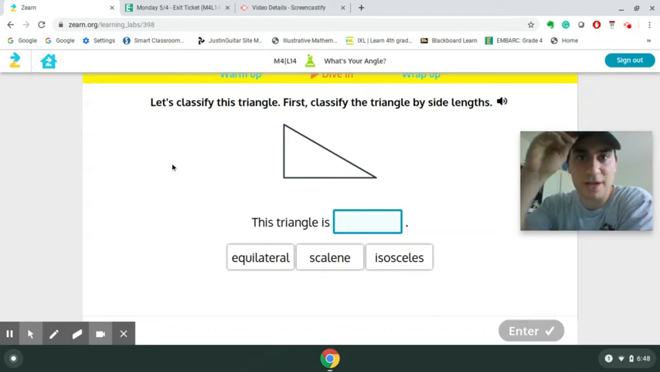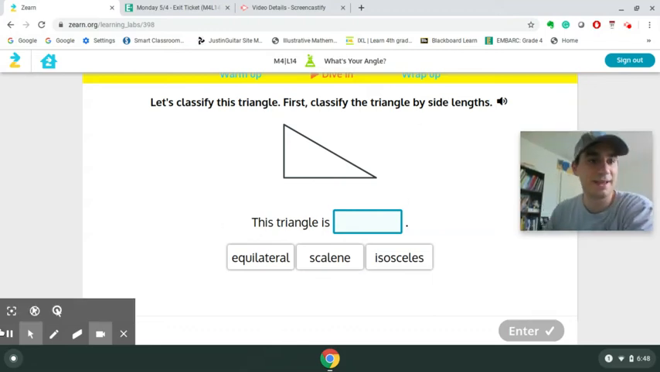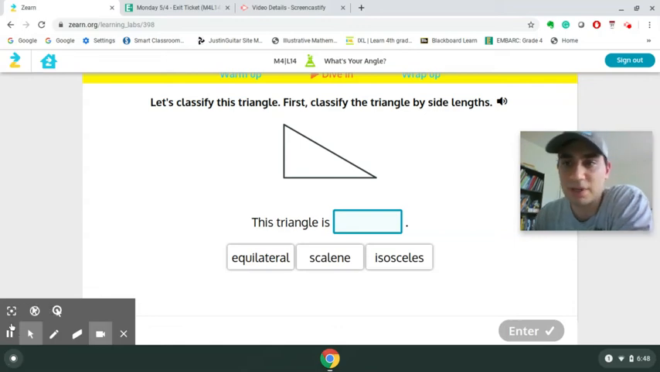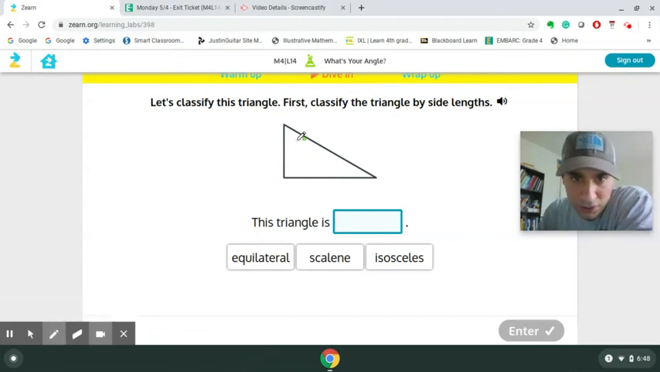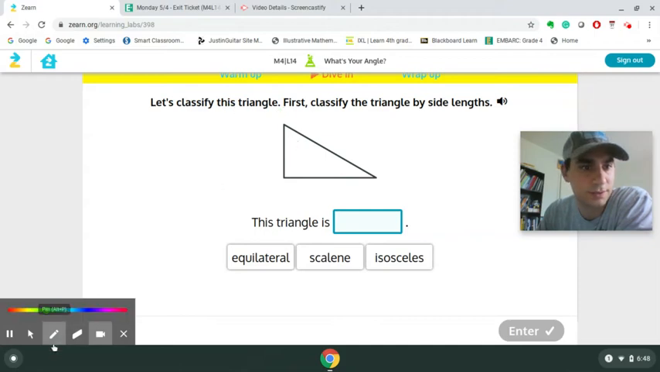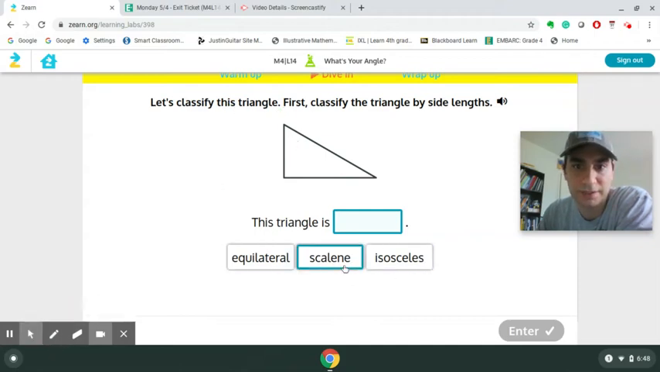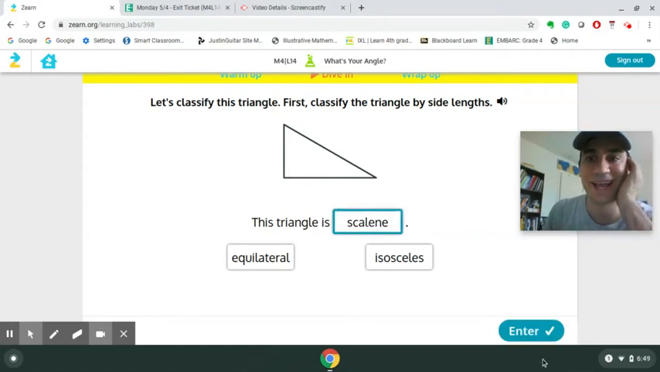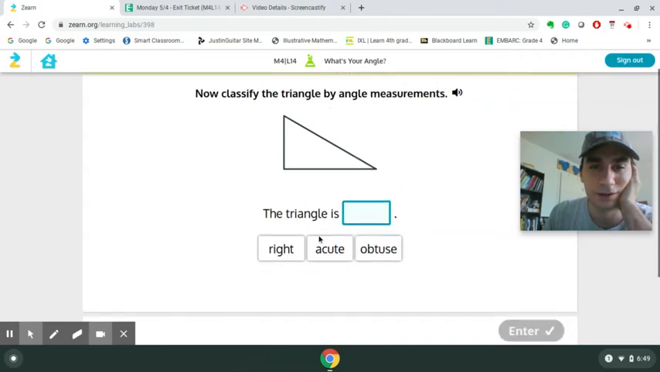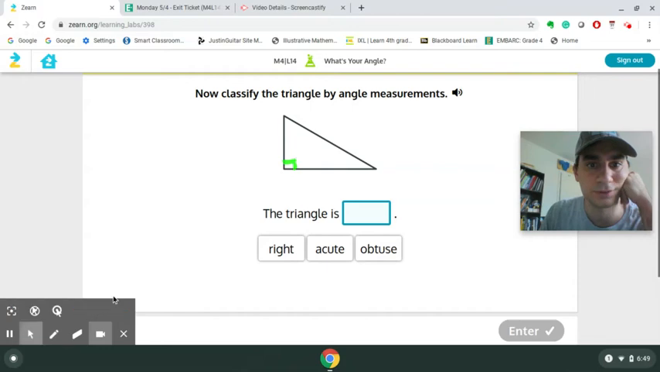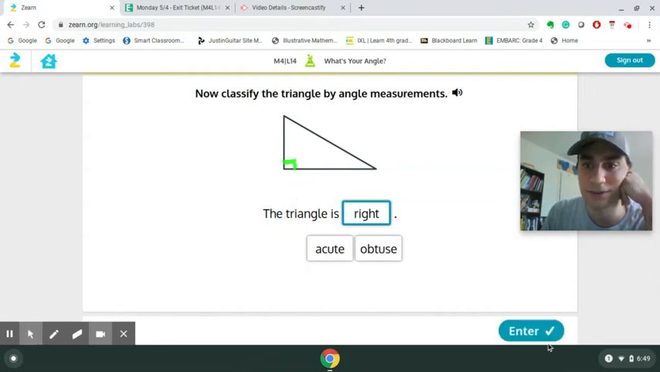All right, let's classify this triangle. First, classify the triangle by its side lengths. All right, let's take a peek at this. You might want to pause the video and try it yourself before I do. Okay, so if I look at my sides, it looks like they're all different. Shortest, longer, and then our diagonal here is the longest. So if they're all different side lengths, we're going to consider that a scalene triangle. Okay, and it's not marked here, but this does look like 2 perpendicular line segments that create a right angle. So that's going to be a right triangle. Pop that in.